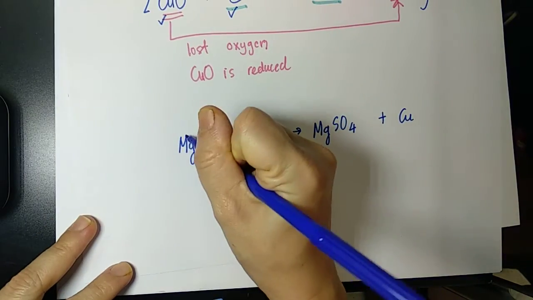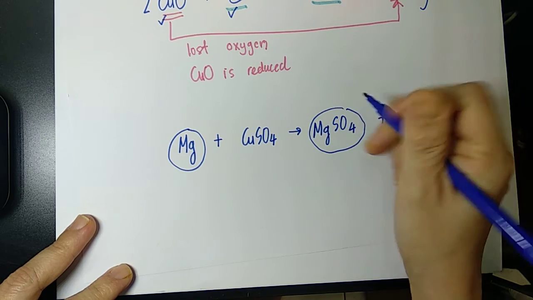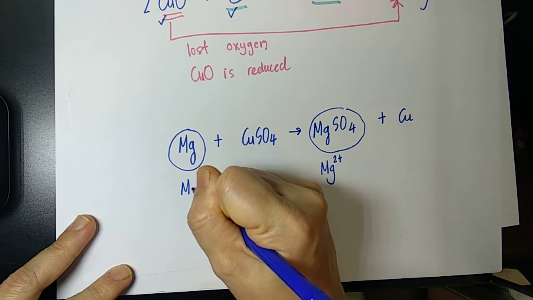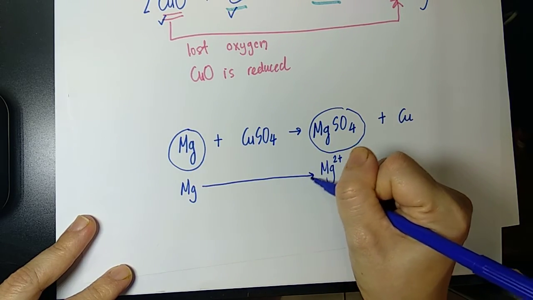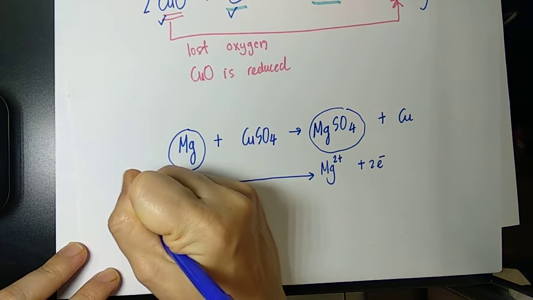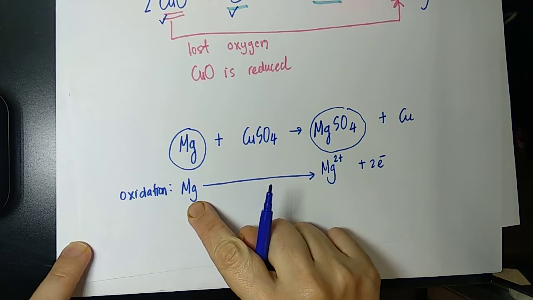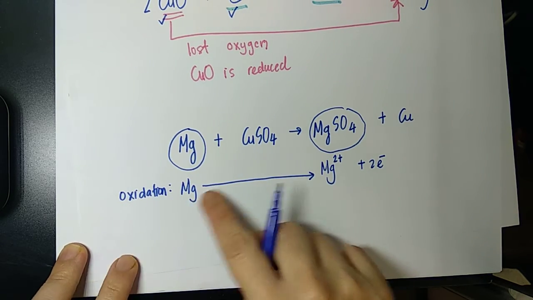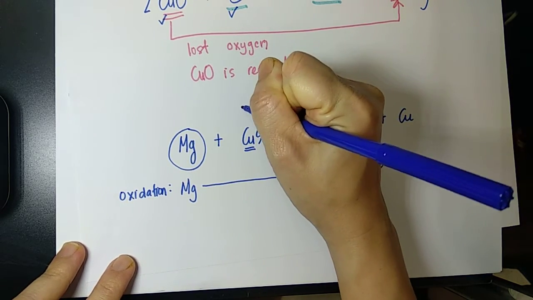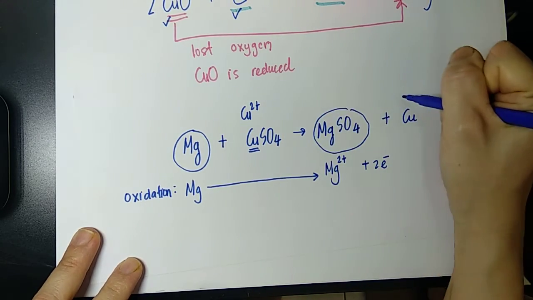So, magnesium here is an element, but the magnesium in magnesium sulfate is a magnesium ion. So from magnesium to magnesium ion, it has lost electrons. So this reaction is oxidation. So we say magnesium is oxidized because magnesium has lost electrons. The copper in copper 2 sulfate is actually a copper ion. The copper ion has now become copper.